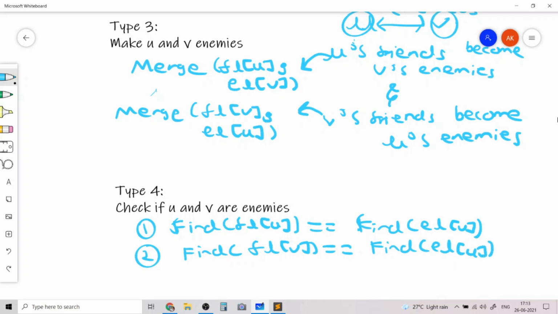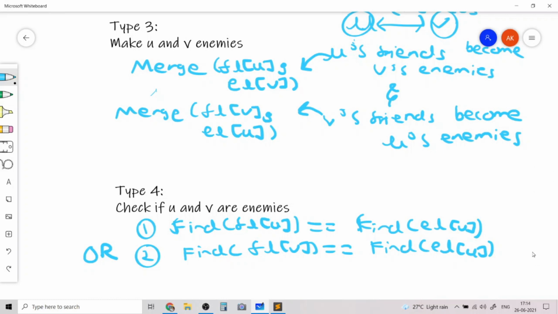And if you check only one of these two conditions, you should realize that you'll get a wrong answer at some point, because either of these two conditions needs to be fulfilled for U and V to be enemies. Either U's friends should be in the same set as V's enemies, or V's friends should be in the same set as U's enemies. So this takes care of all the four types of queries.